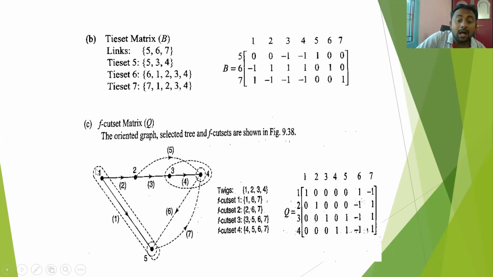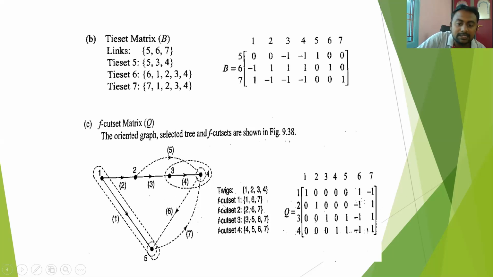Always the twig direction and the cut set direction must be the same. For the first, the associated branches are 1, 6, 7. We consider the first direction. 6 is the same, 7 is opposing. So for 7 I am placing minus 1, and for 1 and 6 plus 1. The second one is 2, 6, 7. We consider the second direction. 6 is opposing, 7 is the same. Opposing means minus 1, same means plus 1.